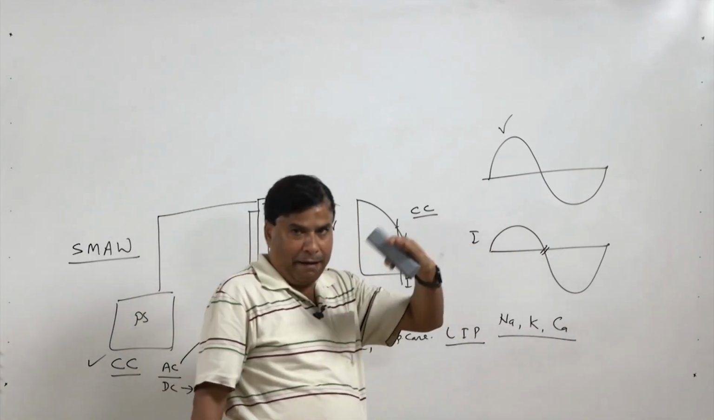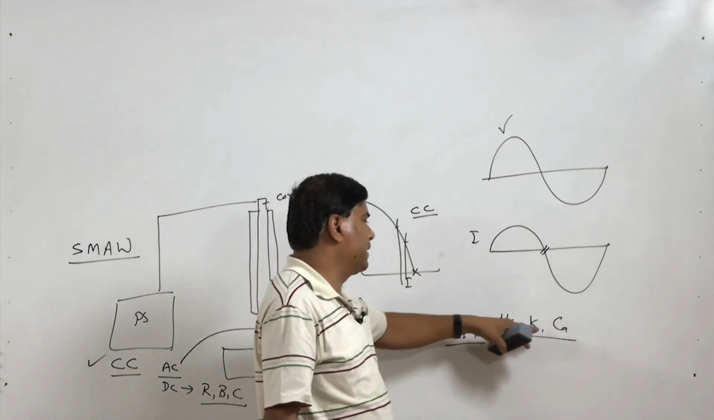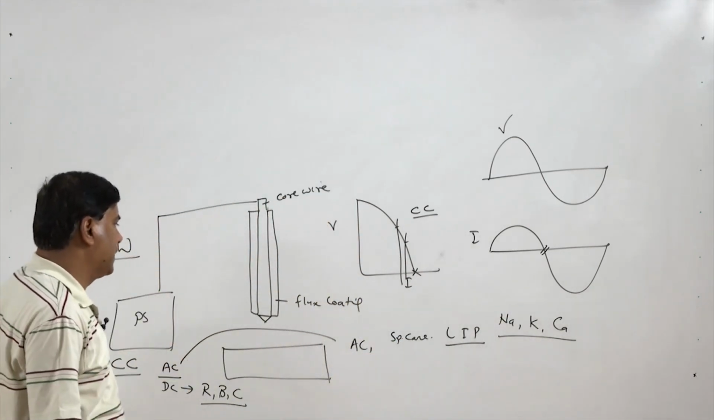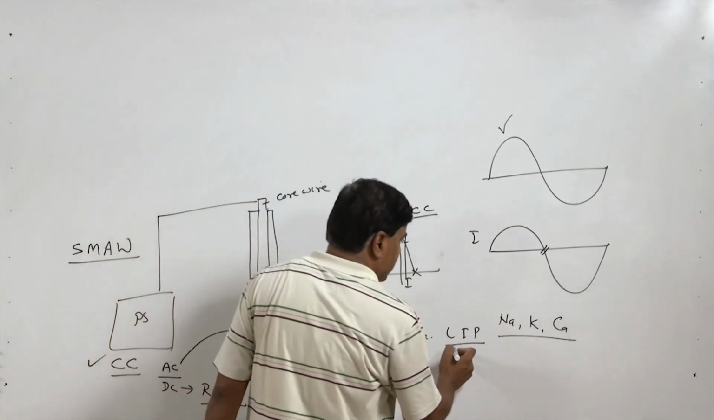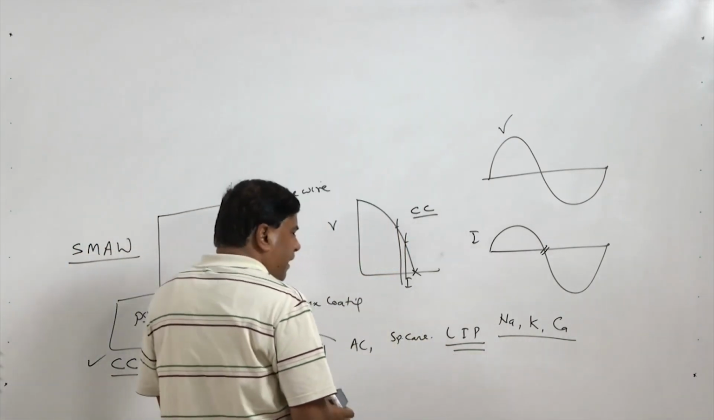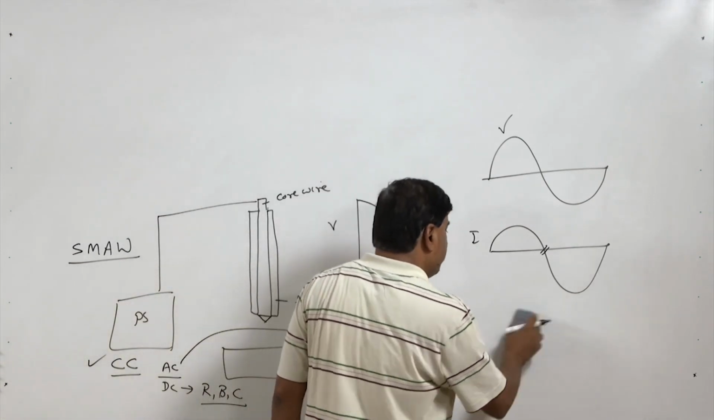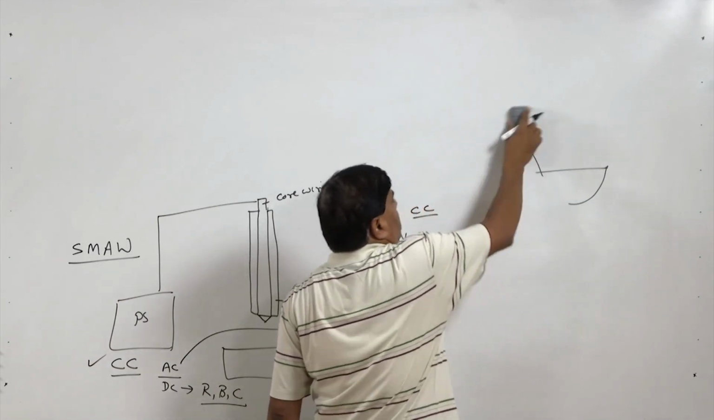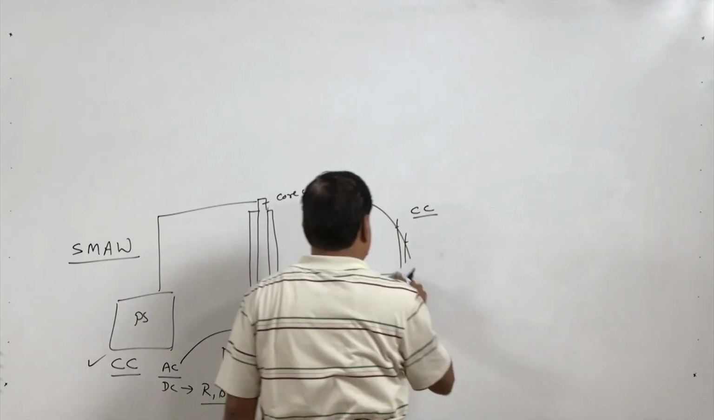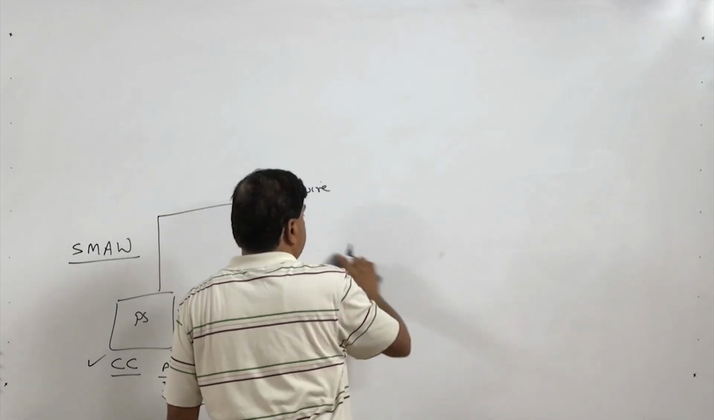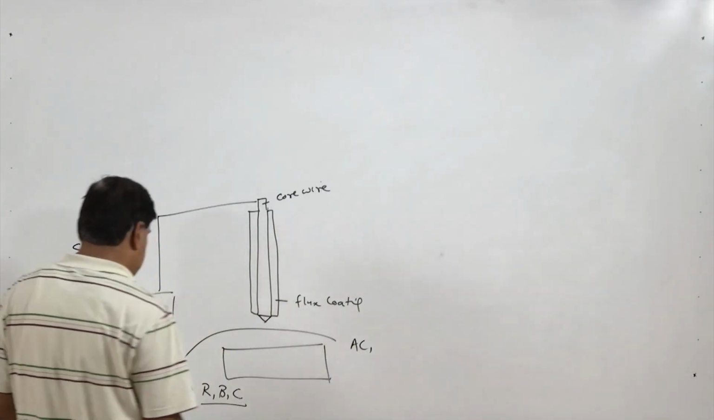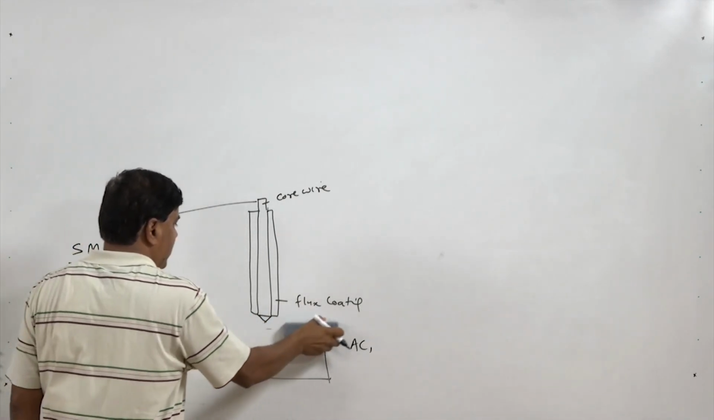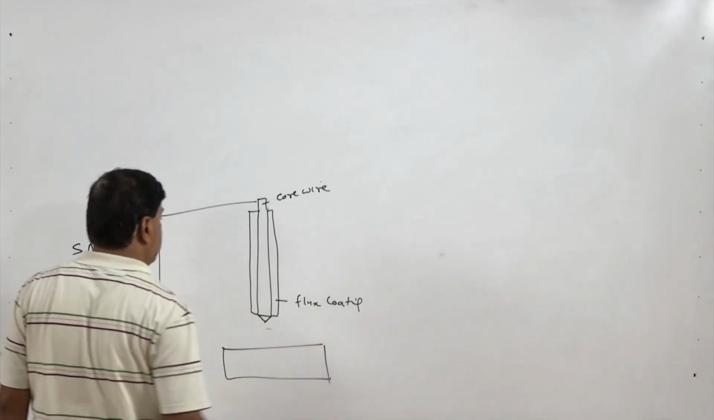sufficient charged particles have to be produced so that the gap can be maintained electrically conducting, and for that purpose low ionization potential elements are very important for good arc stability. That is why AC should be used keeping in mind the recommendation of the manufacturer for shielded metal arc welding electrodes. So, this is about the power source and the type of current which is to be used.